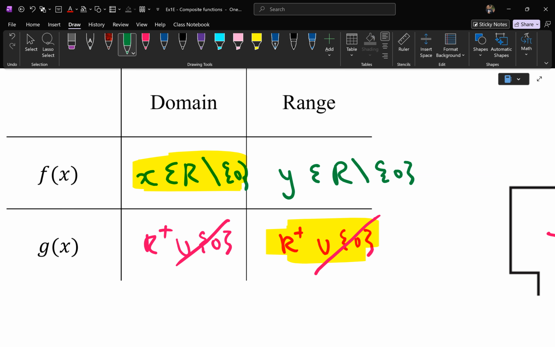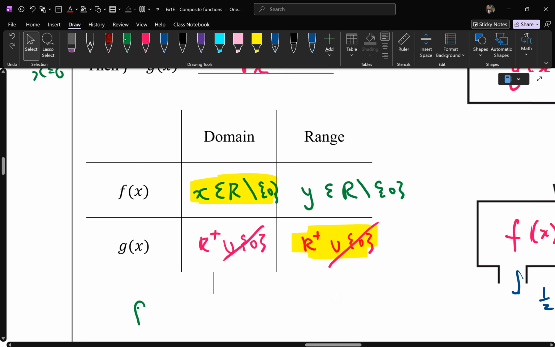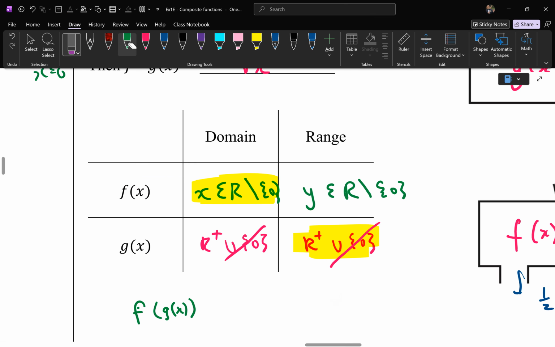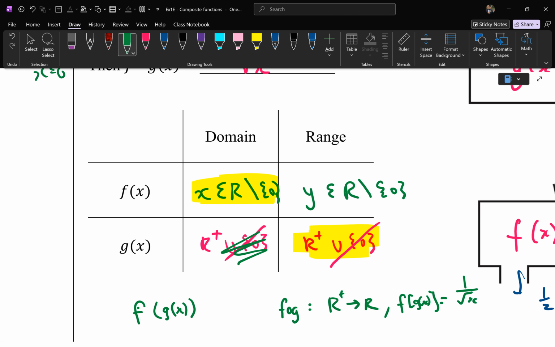So the answer for this question, if they said to make it defined, if I want f of g of x to work, then the domain should be, if I wrote it in function notation, R plus mapping to R, because I can't have this section here, of f of g of x, which usually they call h of x, is equal to 1 on root x. Me fixing that domain there, me fixing this bit, will now make sure no matter what number you pick, the range of g will always fit the domain of f.